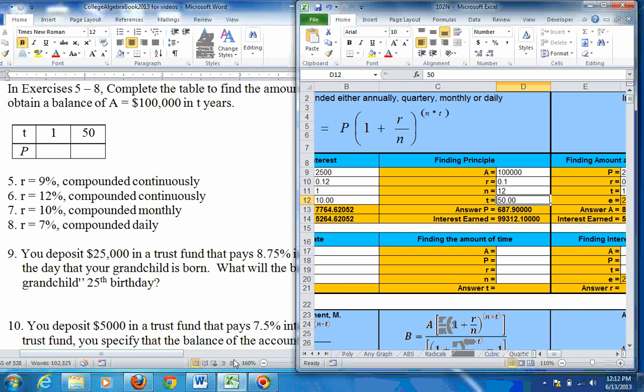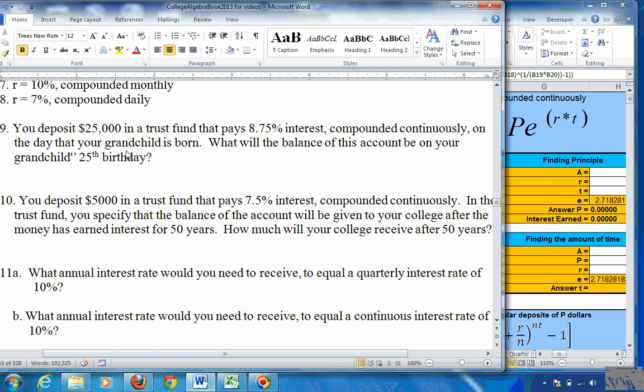And then let's move on to problem number 9. On problem 9, it says you deposit $25,000 in a trust fund that pays 8.75% interest compounded continuously on the day your grandchild is born. What will the balance of this account be on your grandchild's 25th birthday? Well, it's giving you there's going to be 25 years, and here's your principal.